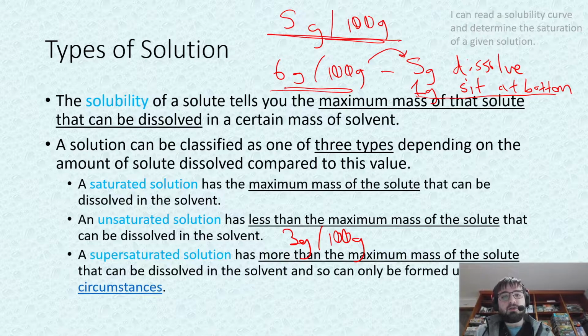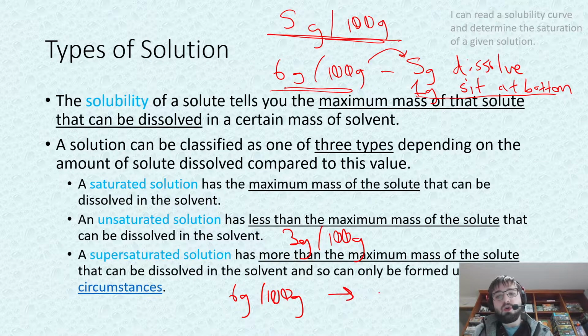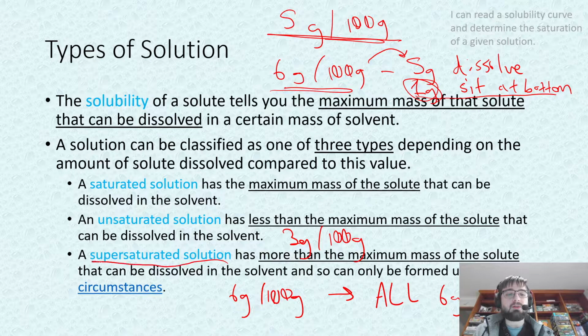So for example, here we had 6 grams per 100 grams, but we managed to make it so that all 6 grams dissolve. So it managed to actually be 6 grams per 100 grams, whereas remember in this one, one of those grams didn't dissolve. If we managed to get it so that all of it dissolved, it would be a supersaturated solution.